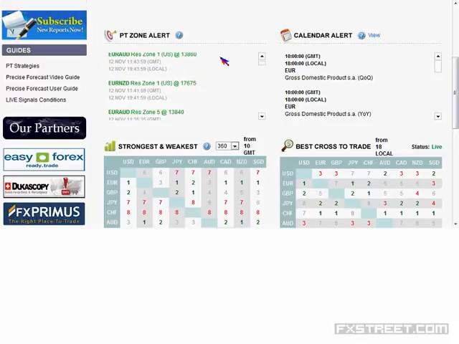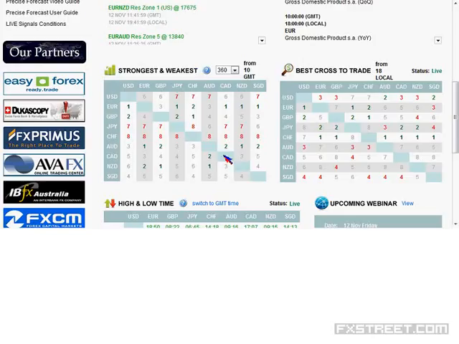Now for example, you see an alert saying that euro Aussie has breached our resistance zone 1, which is 138.60. And it makes sense. Earlier I think we saw that euro has been the strongest and Aussie has been the weakest. So I think the euro is dragging the euro Aussie higher.